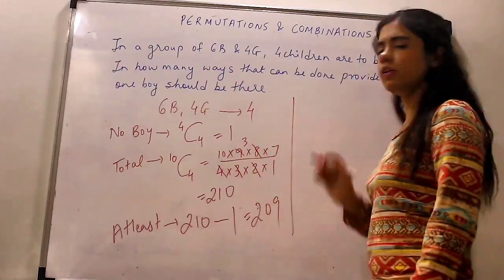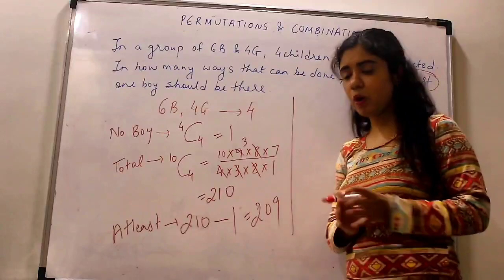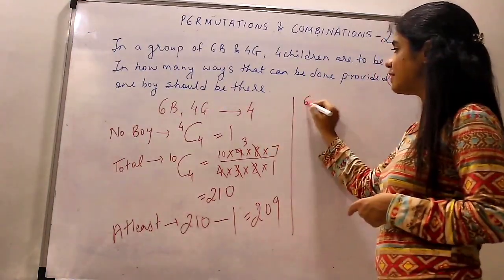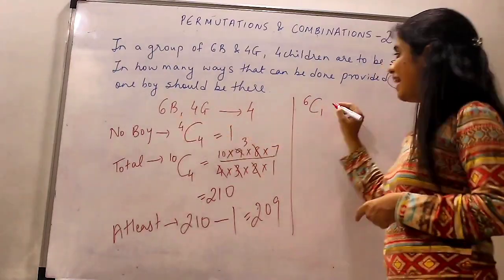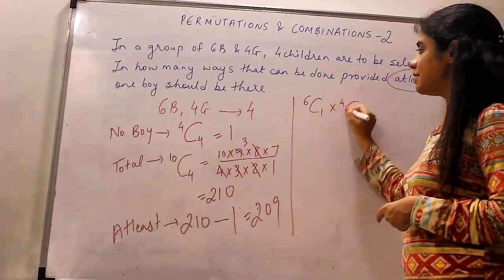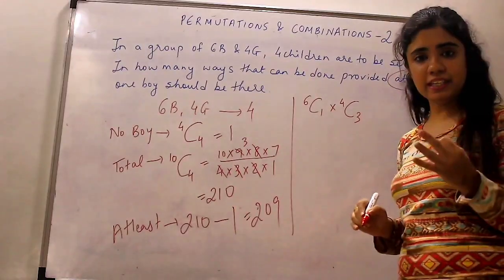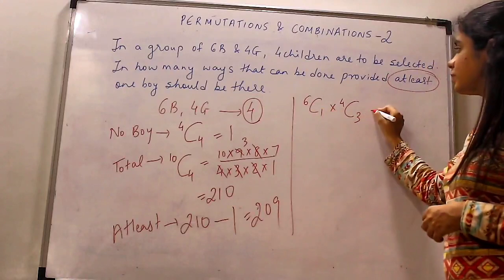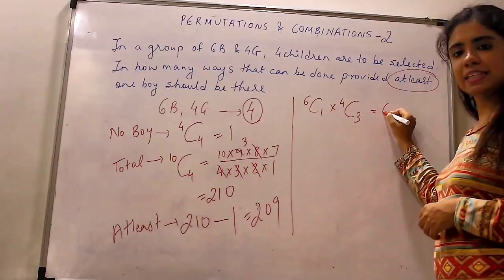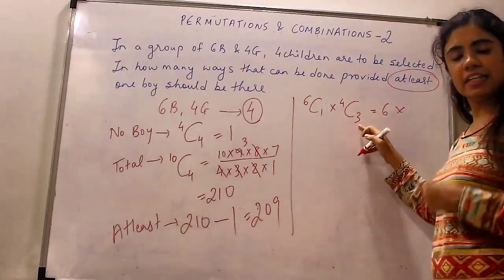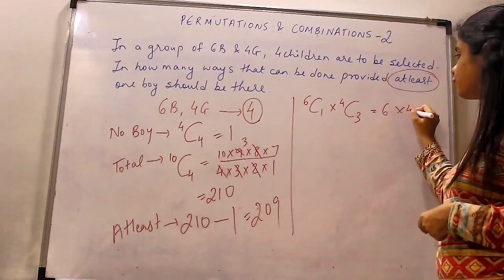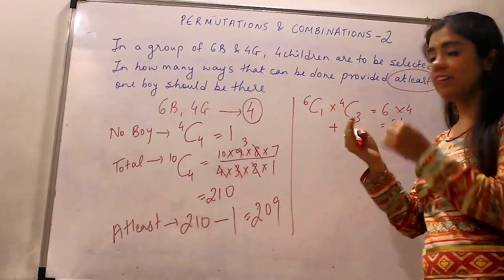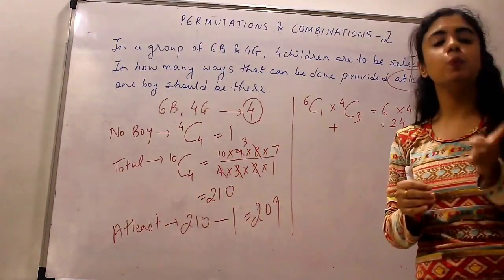There is one more way of solving this problem which is slightly lengthy. What will that become? Say, I can have 1 boy. So what will I do? Out of the 6 boys, I will select 1 boy. And out of the 4 girls, I will select 3 girls. Why 3 girls? Because we have to pick a total of 4 people. Okay? So this will be 6C1, which is 6. 4C3 is the same as 4C1, which is 4. So this becomes 24.